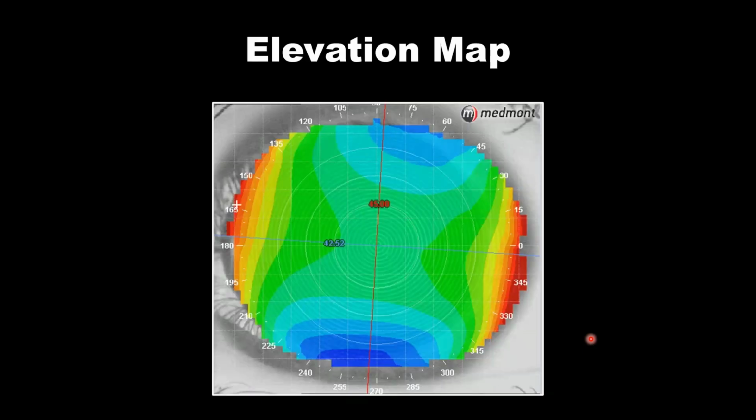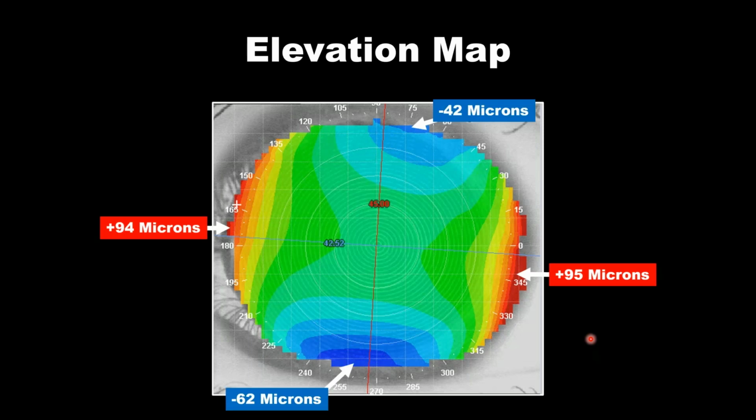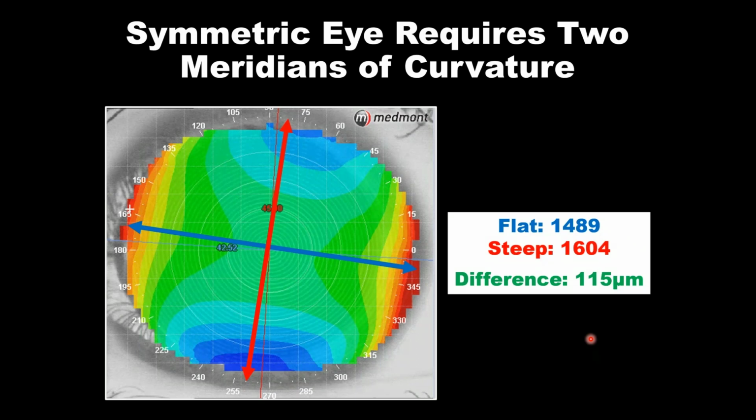So the elevation map gives us that understanding because we can look at the microns of height across the flat, the microns of height across the steep, understand the difference between them, and that gives us a perspective on how toric an eye we're looking at. So do we use the elevation map a great deal? And the truth is no. Really, it's kind of an academic analysis.